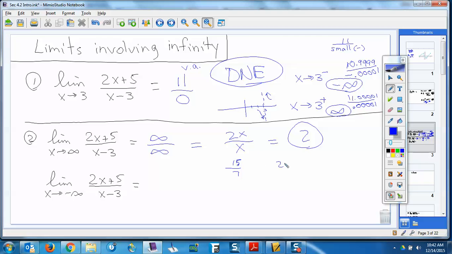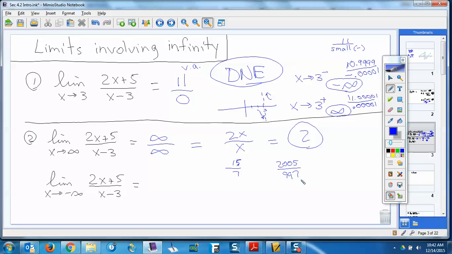But now let's let x be 1,000. So now we would get 2,005 divided by, and what's 1,000 minus 3? 997. Take 2,005 divided by 997. You get 2.011. You see what I mean?